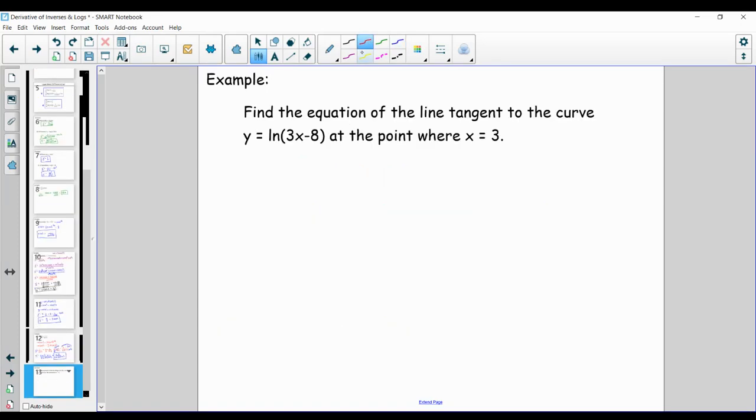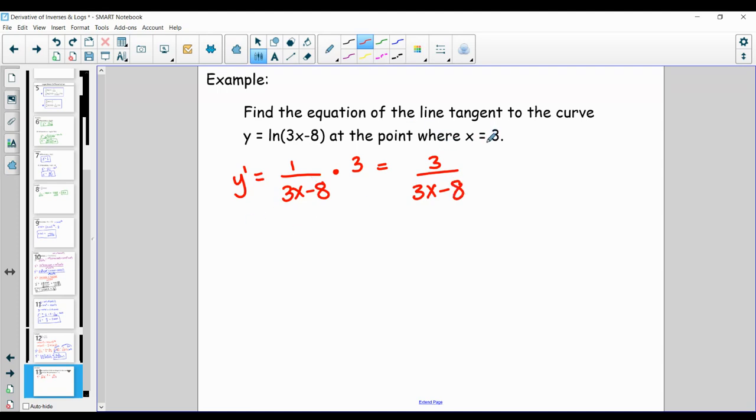So this last example, we are going to find the equation of the line tangent to the curve y equals ln of 3x minus 8 at the point where x is equal to 3. Remember, when we're finding the equation of the tangent line, we have to first find the derivative. So y prime is equal to 1 over 3x minus 8 times the derivative of 3x minus 8, which is 3. So I have 3 over 3x minus 8 as my derivative.